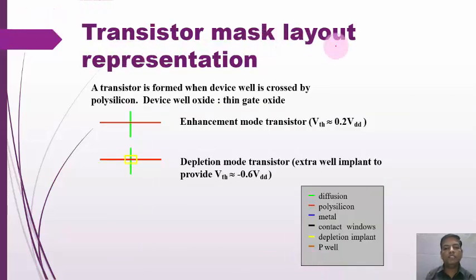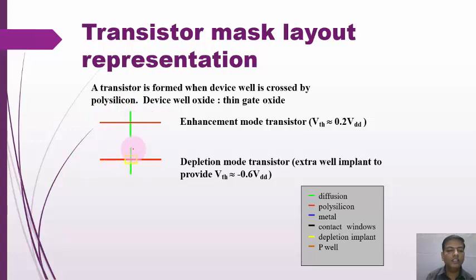So next, transistor mask layout representation. A transistor is formed when device well is crossed by polysilicon. Device well oxide, thin gate oxide. Here the green layer and polysilicon layer cross each other. So it is an enhancement mode transistor. This side should be either drain or source, and that side should be the drain or source, and in between that the gate layer is there.